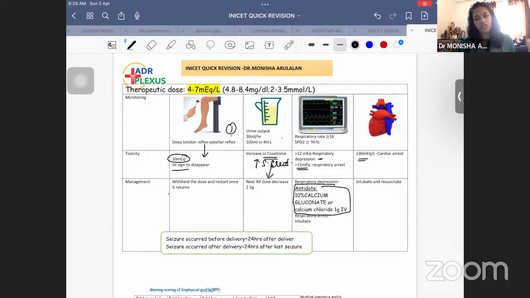Another very important question is, till when do you have to continue the magnesium sulfate? If the seizure occurs before delivery, continue 24 hours after delivery. If seizures occurred after delivery, continue 24 hours after the last seizure. So this also has to be remembered. So please revise this table, a very, very important table. So for magnesium, this is more than enough to answer your questions.